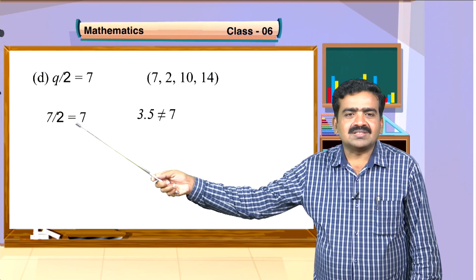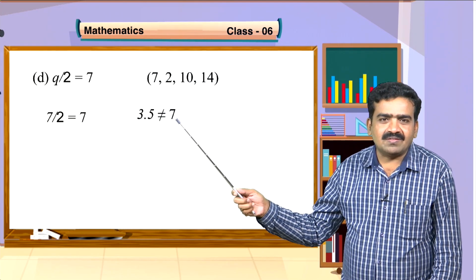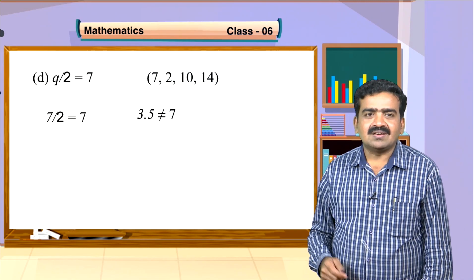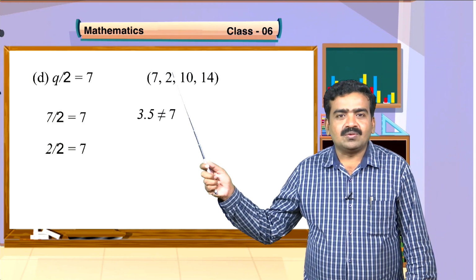7 by 2 is 3.5, which is not equal to 7. Therefore, 3.5 is not equal to 7. 7 does not satisfy the equation, or that is not the solution for the equation. What about when 2 is substituted?